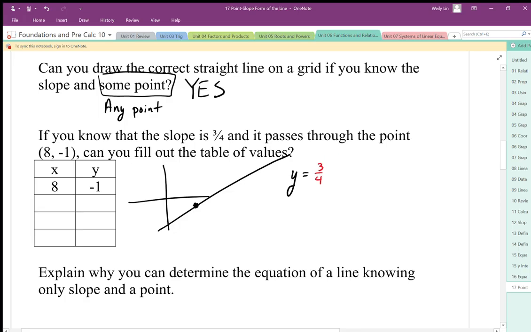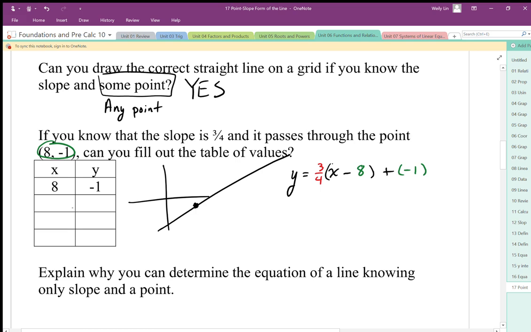3 over 4, x minus blank, plus blank. And all I do is plug in the coordinate that was given to me. x is 8, y is negative 1. And there it is, there's my equation.